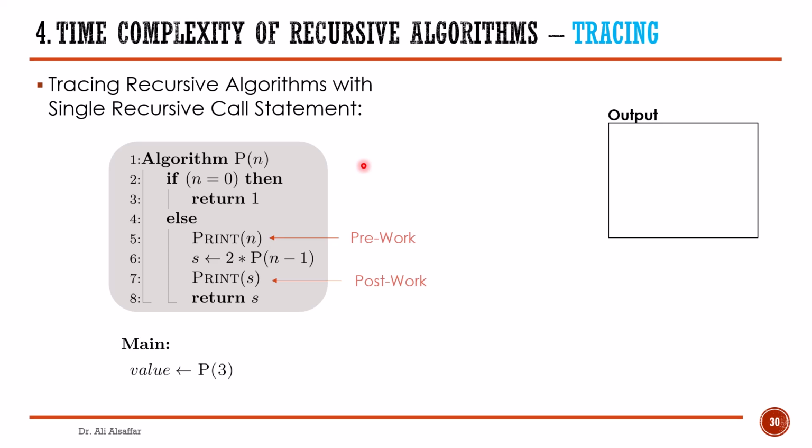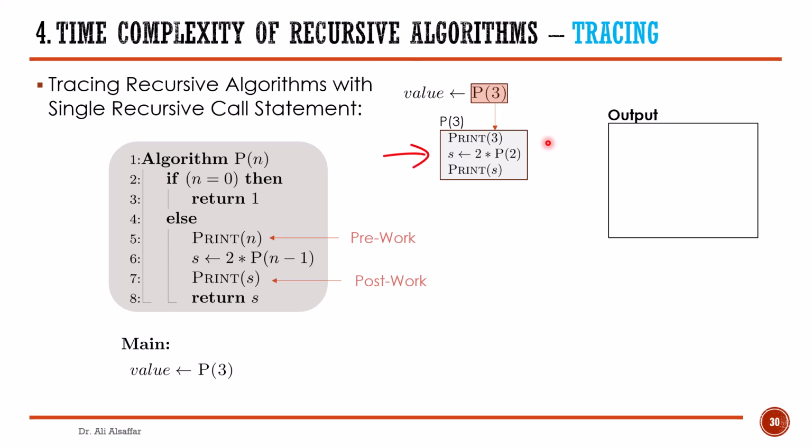Now for tracing the algorithm, let us call it from the main program and pass 3 as a parameter. After that, the return value from the algorithm, we want to store it into a variable that is called value. When the algorithm is called the first time in the main program with P(3), passing 3 as a parameter, this parameter will be tested if it is equal to 0 or not at line 2. Since it is not equal to 0, then the algorithm will jump to the else statements starting from line 5.